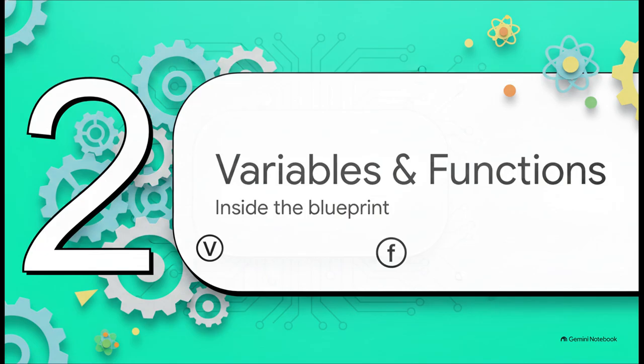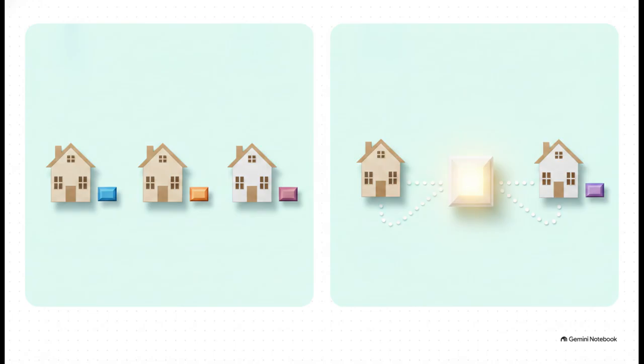Moving on to Section 2, variables and functions. Let's take a look inside that blueprint. A class basically boils down to two main macroscopic components, variables and functions. Now, variables define the state of our object, but Java gives us two very distinct types of variables to work with. First, we have instance variables. Every single time you create a new object, the Java compiler assigns a separate, unique block of memory just for its instance variables.